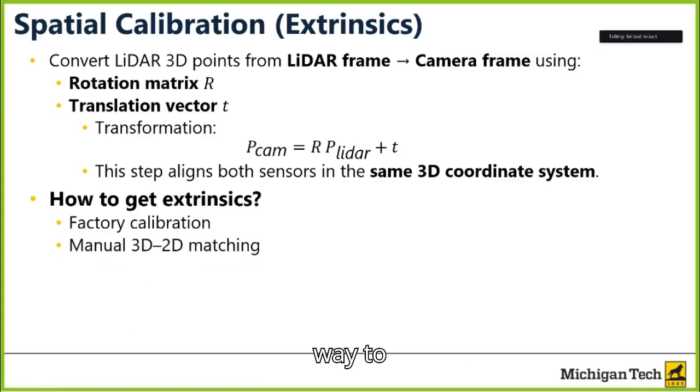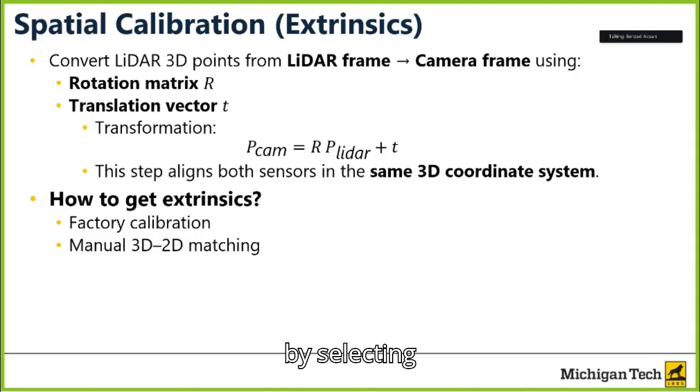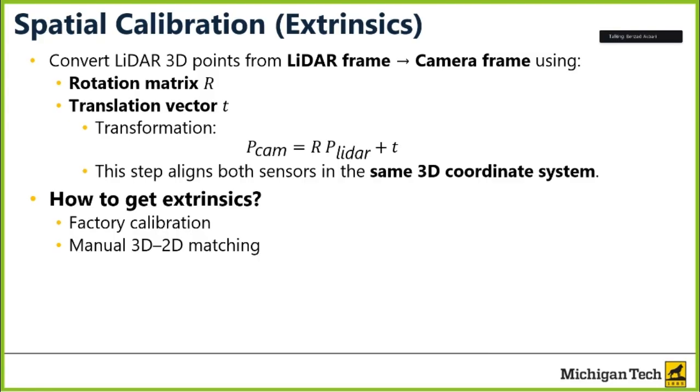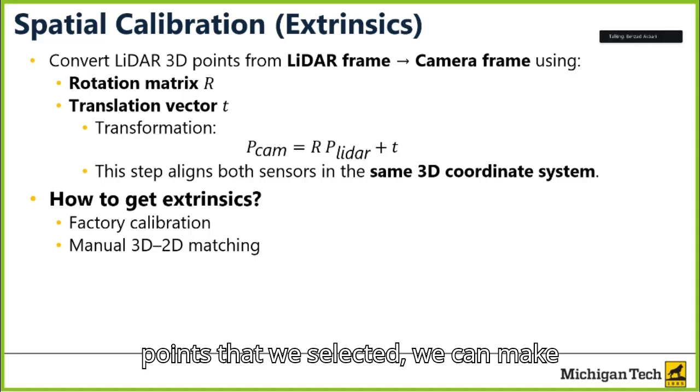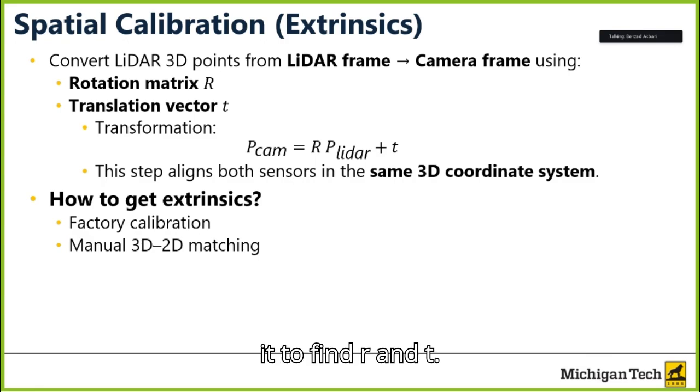The second way to find that is to estimate it. We can estimate it manually by selecting some corresponding points in both LiDAR space and camera space. Based on the number of points that we selected, we can make some equations and mathematically solve them to find R and T. This is another way.